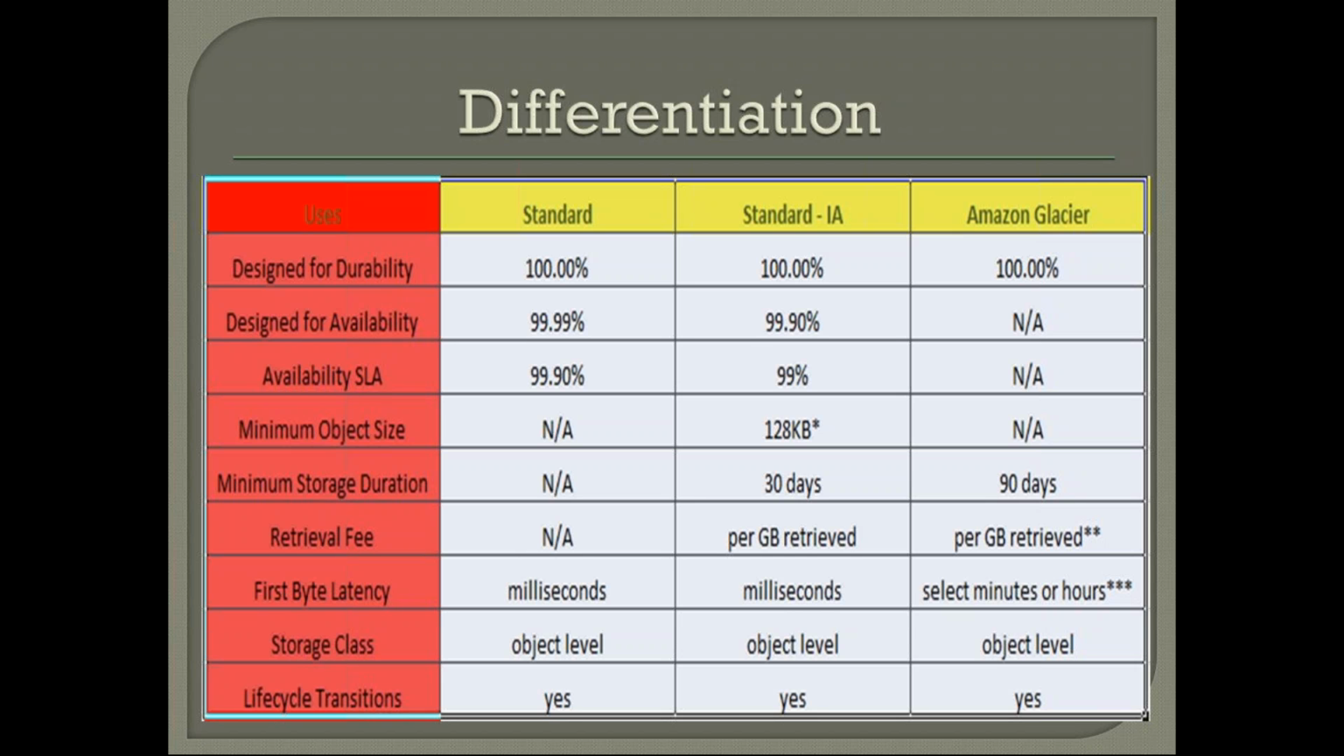Minimum object size: the minimum object size is not applicable for standard. You can keep any size of object in standard, either 1 MB, or even 1 KB, or you can keep 20 KB of object. But in standard IA, that is standard infrequently accessed, the size should be 128 KB, and you have some conditions for that. And the minimum object size is also not applicable in Amazon Glacier.